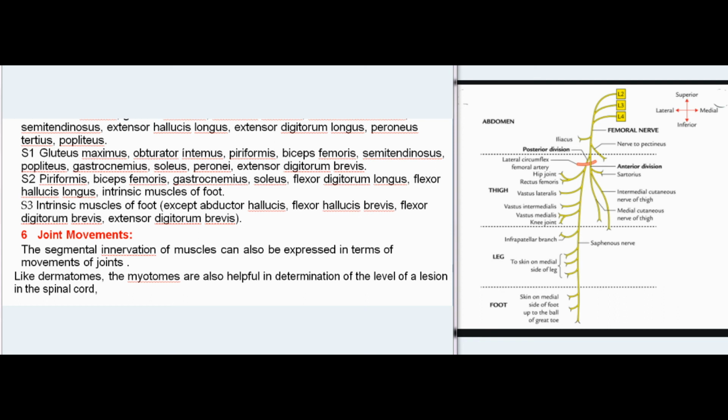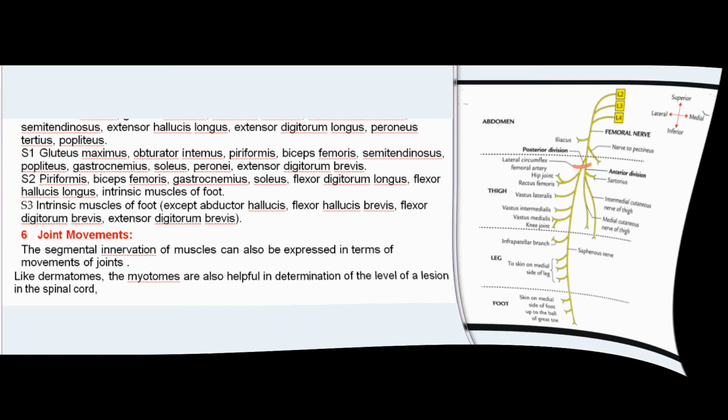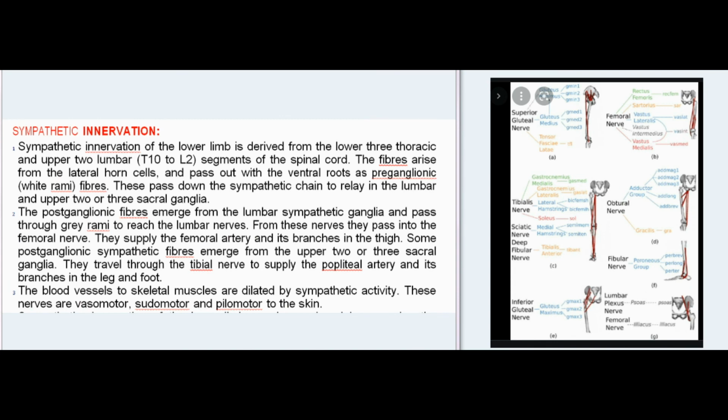6. Joint movements. The segmental innervation of muscles can also be expressed in terms of movements of joints. Like dermatomes, the myotomes are also helpful in determination of the level of a lesion in the spinal cord. Sympathetic innervation. 1. The sympathetic innervation of the lower limb is derived from the lower 3 thoracic and upper 2 lumbar, T10 to L2, segments of the spinal cord.